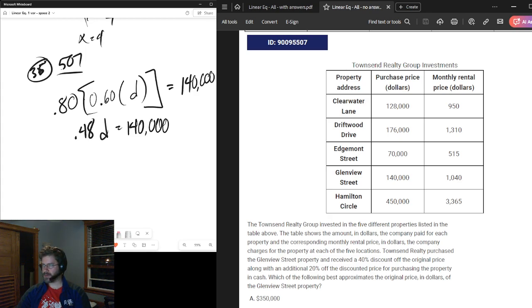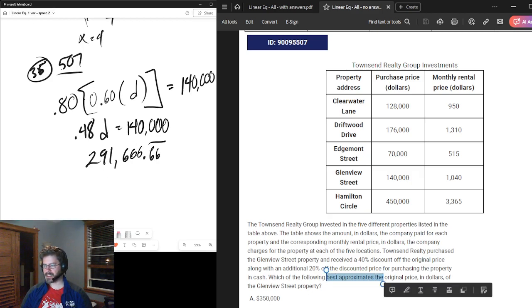140,000 divided by 0.48 is 291, and all the sixes, 666.66 repeating. All right, so they want what is closest. Yeah, what approximates it. 291,700 is B.